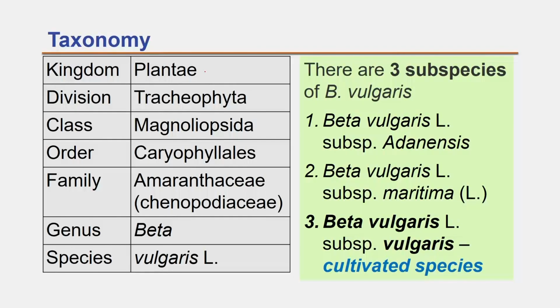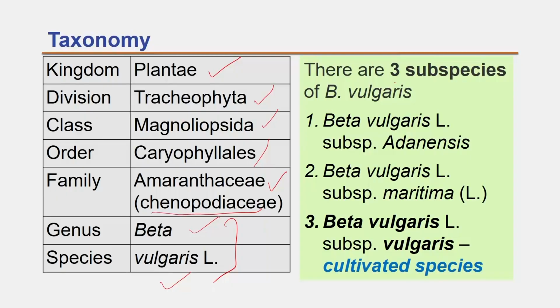Now see the taxonomy or classification of this crop. It belongs to the kingdom Plantae. Division is Tracheophyta. Class is Magnoliopsida. Order is Caryophyllales. Family is Amaranthaceae. Before, it was considered a member of Chenopodiaceae, but now it is Amaranthaceae, and the scientific genus is Beta and species is vulgaris. So its scientific name is Beta vulgaris L.